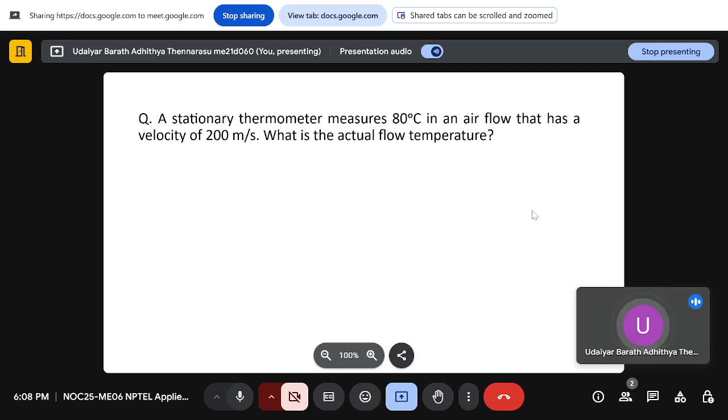So you have a flow, and you put a thermometer there, and this thermometer is reading 80 degrees Celsius. And what you know is the flow velocity is 200 meters per second. Since the thermometer is in contact with this flow, it will measure whatever the fluid in contact with the thermometer bulb is at. That bulb is stationary, so that fluid has come to rest. So it will measure that temperature. So whatever is given, 80 degrees Celsius, is your stagnation temperature. What has been asked is to find out the actual flow temperature.